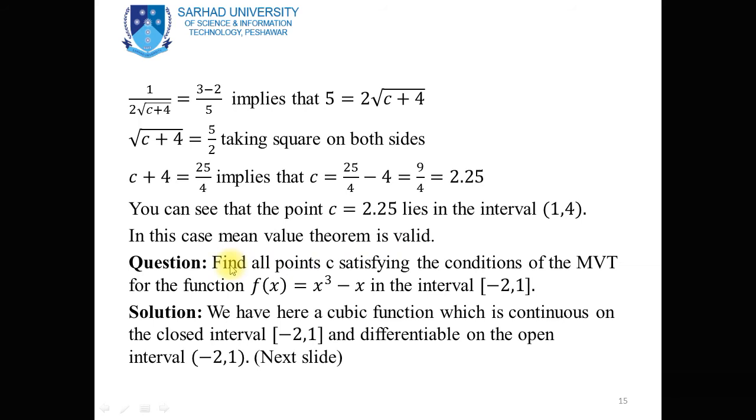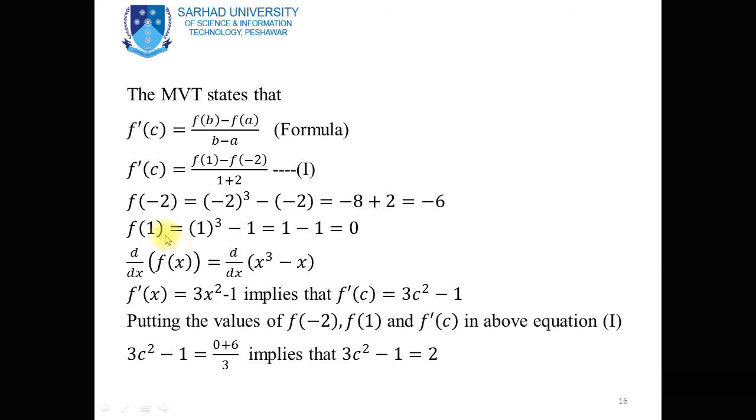Now another problem: find all points c satisfying the condition of the mean value theorem for the function f of x is equal to x cube minus x in the interval from -2 to 1. So this is a cubic function, which is continuous on the closed interval from -2 to 1 and differentiable on the open interval. Now for the mean value theorem, the derivative of the function at x is equal to c will be equal to f of b minus f of a divided by b minus a.